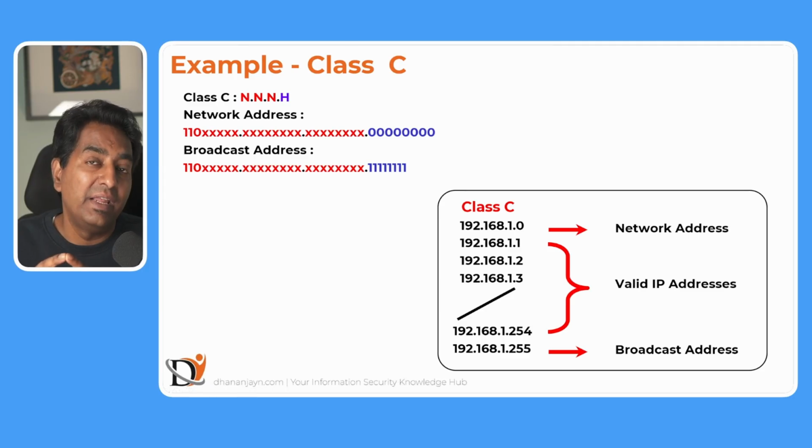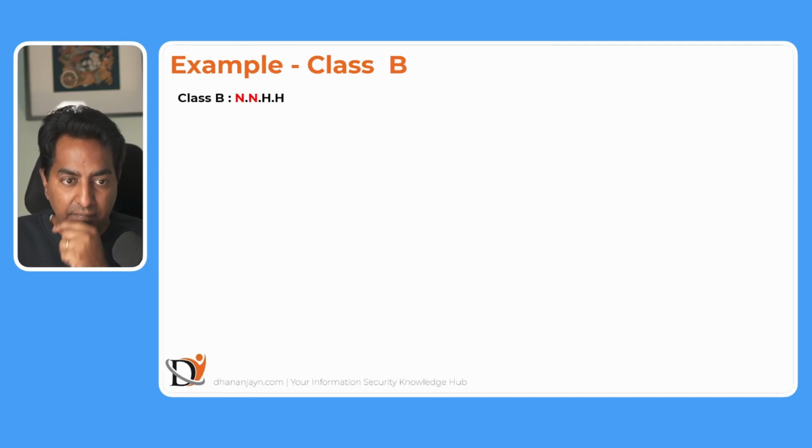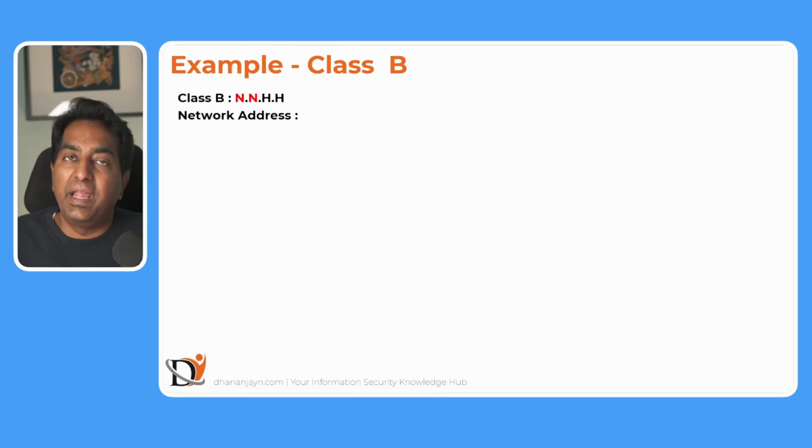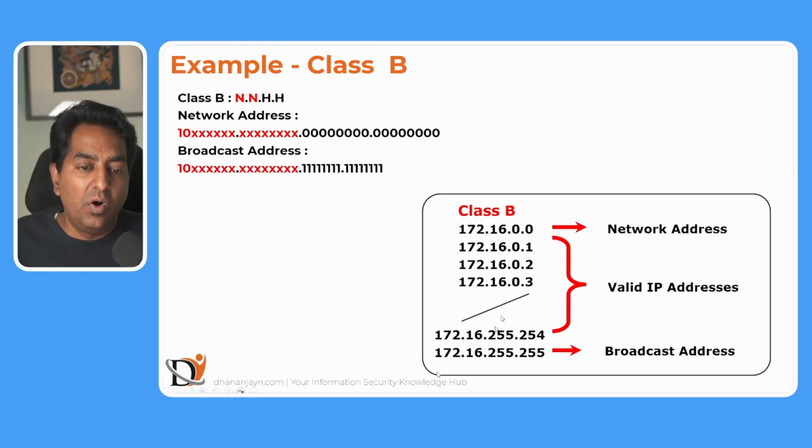Moving to class B, the octet format is N.N.H.H. Making all the bits 0 in the host section would give me the network address. Making all the host portion bits 1 would give me the broadcast address. So the valid range would be like this.